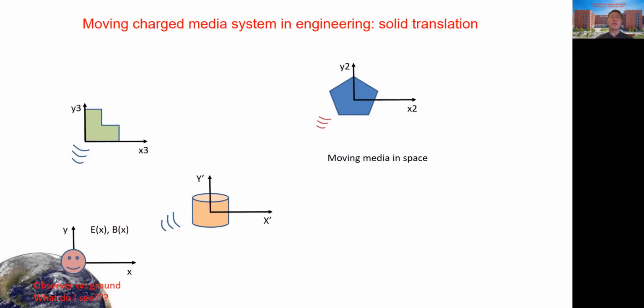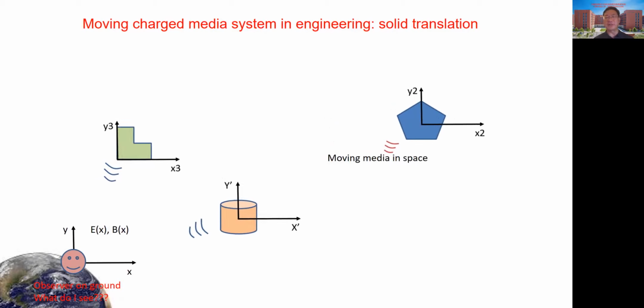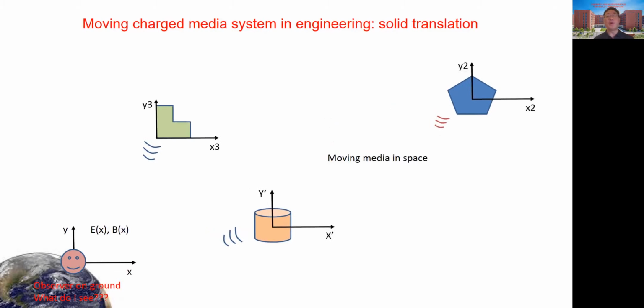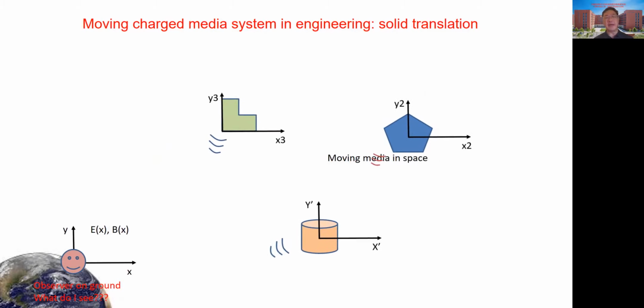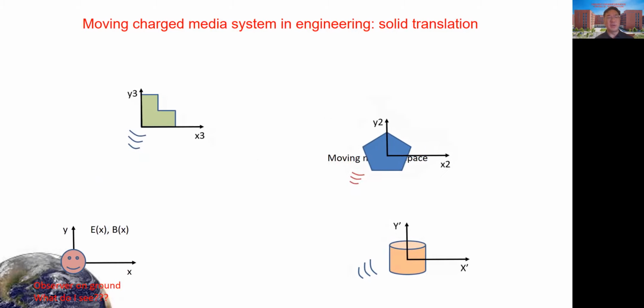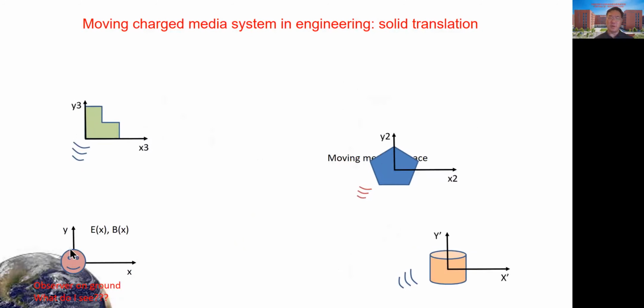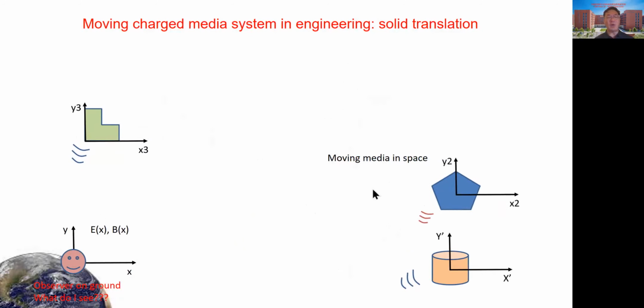But in reality, in engineering applications and practical applied physics, we have moving media. We have several moving media. They can have acceleration. They can also move along different trajectories. And if we observe on Earth, what do we see? What I care about is that I want to see those media.